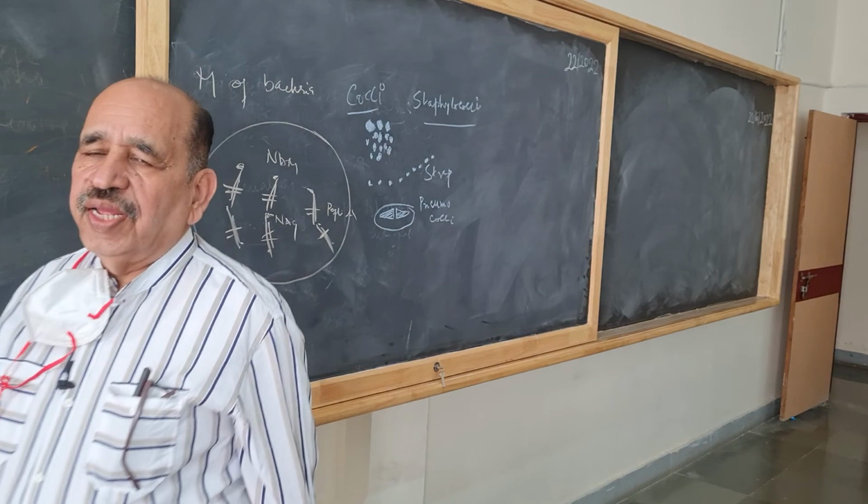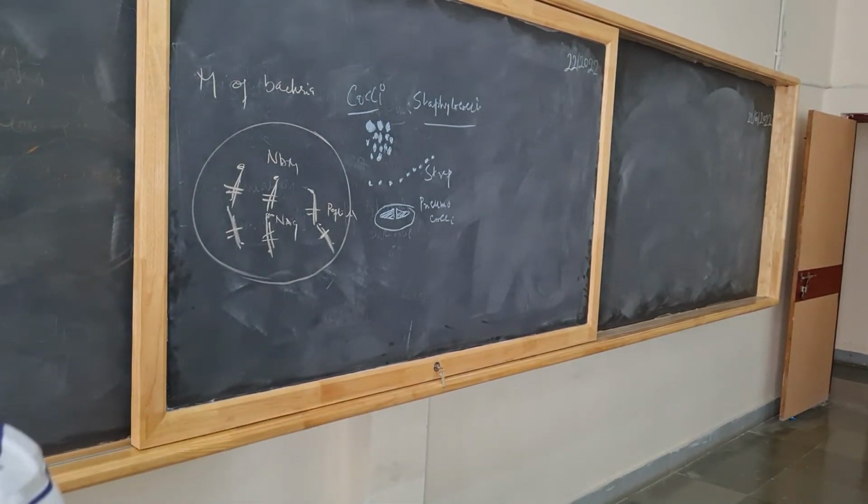Lancet shaped or flame shaped, two cocci enclosed in a single capsule. It is called pneumococci because it causes infection of the lung. Pneumonia, pneumonitis. Infection of the lung is called pneumonitis.